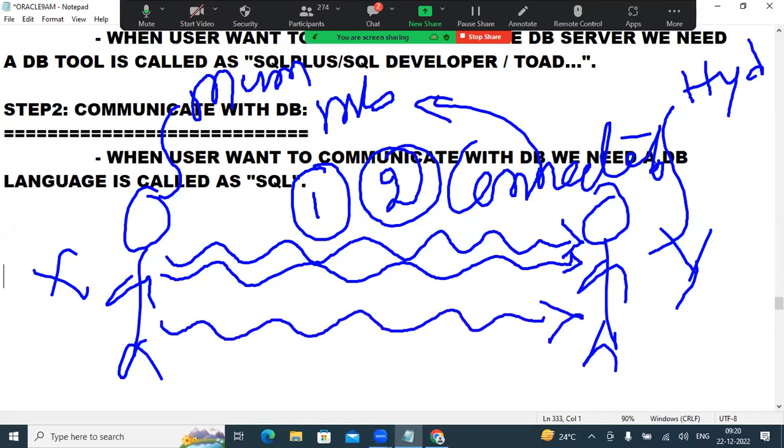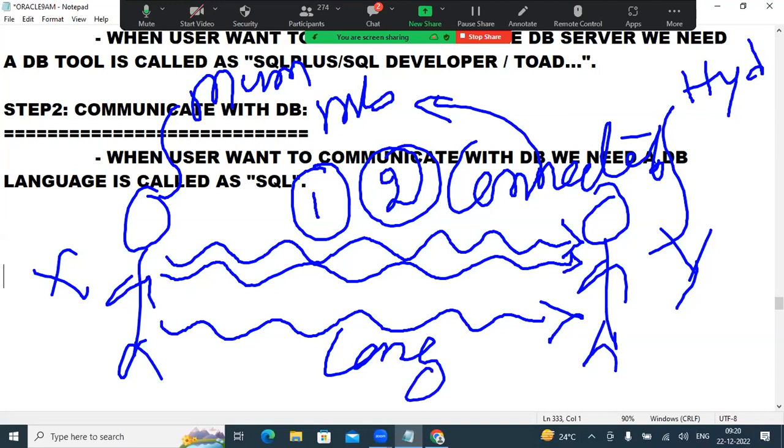For communication purpose, what do we require? Some language, yes or no? So now you're successfully connected to your friend's mobile, then you started to communicate with your friend. Whenever you want to communicate, definitely the person should require some language. Yes or no? So now the language is needed.